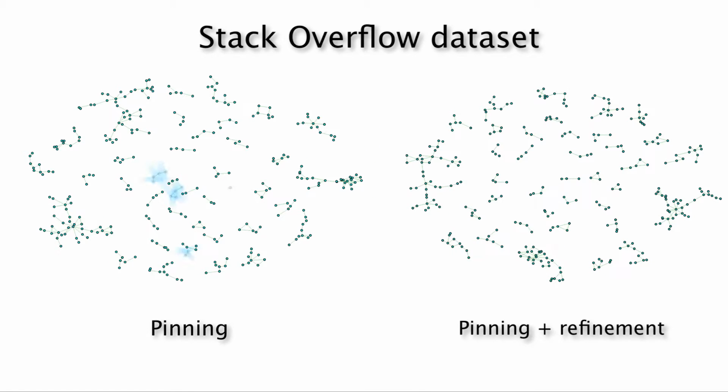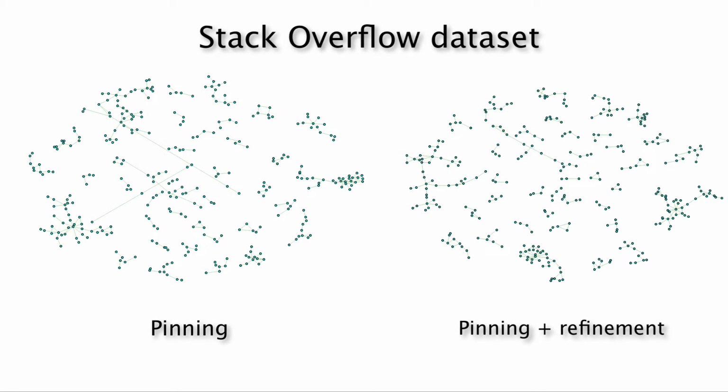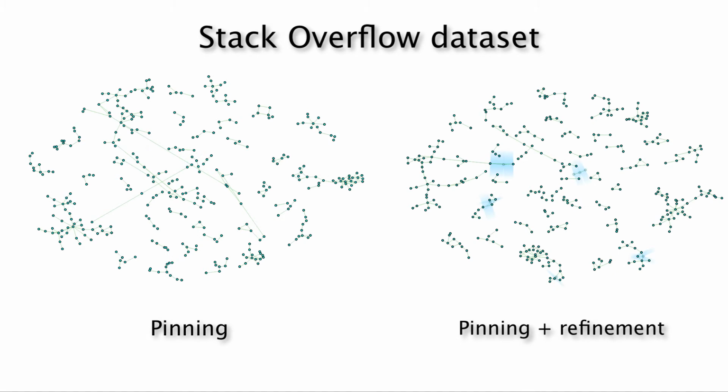A strong benefit of our refinement technique is that it can be applied to existing layout methods. Here we decide to apply our refinement to the previous work, pinning. Pinning is shown on the left, and pinning with our refinement on the right. Pinning suffers from the same problem as before, long edges and edge crossings. The refinement technique fixes these issues and provides a better spread of the nodes, improving the readability of the graph.